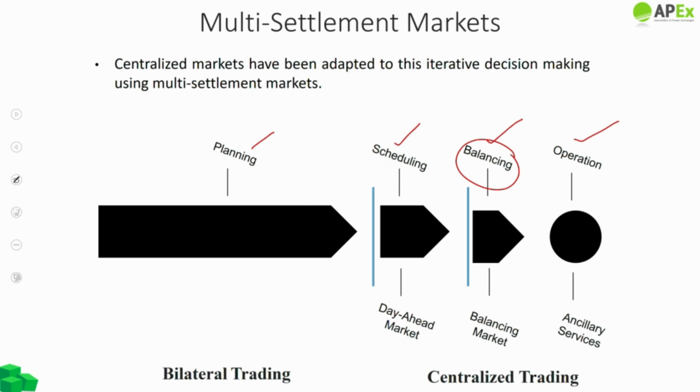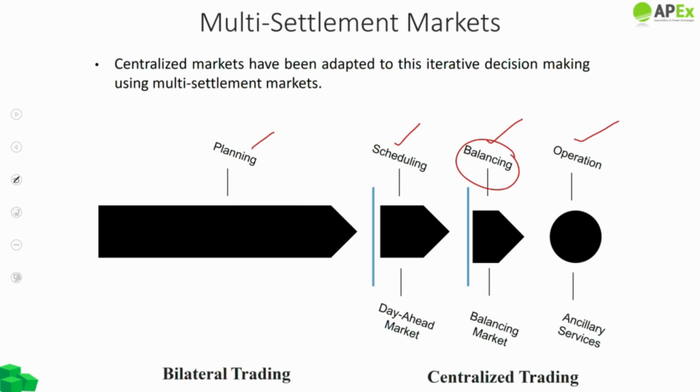This iterative decision-making process ensures the efficient and reliable operation of the electricity generation. It involves long-term planning, short-term scheduling, continuous balancing, and real-time operational adjustments to maintain stability in the electricity grid. The bottom of the figure outlines the various markets employed to organize actions in electricity generation process.